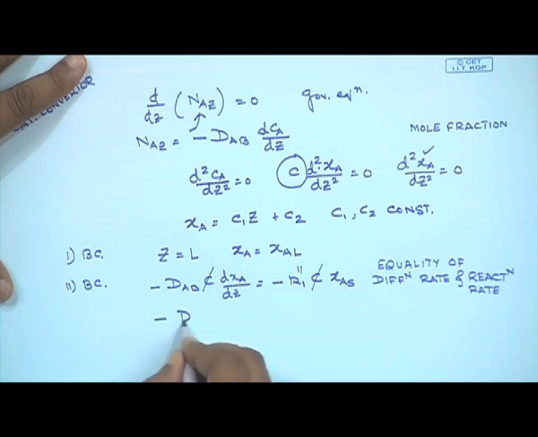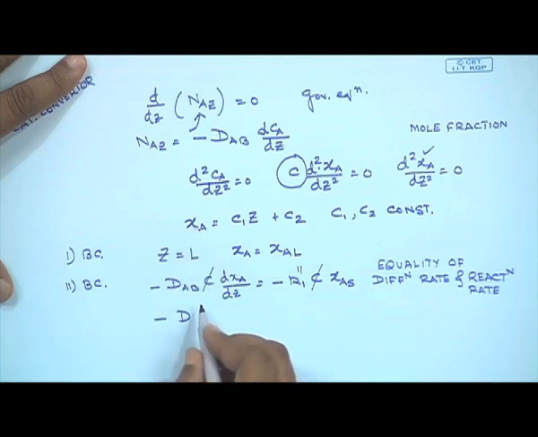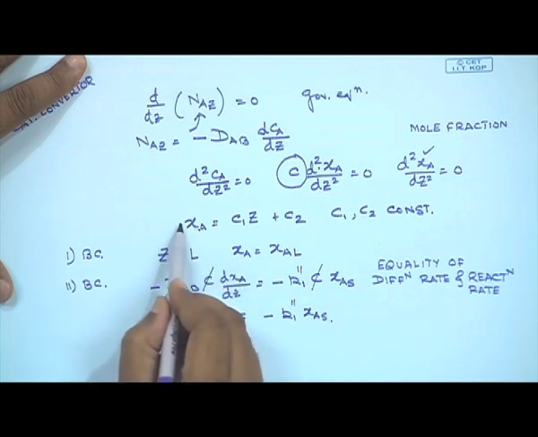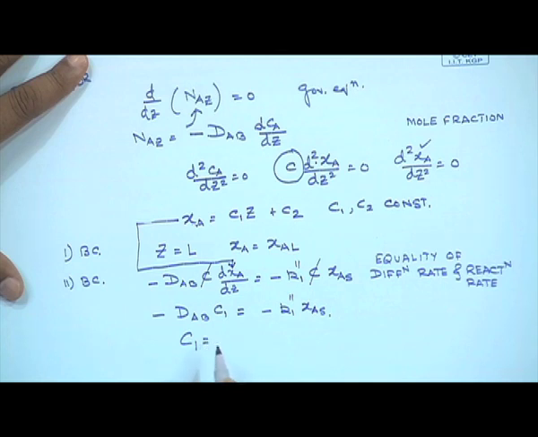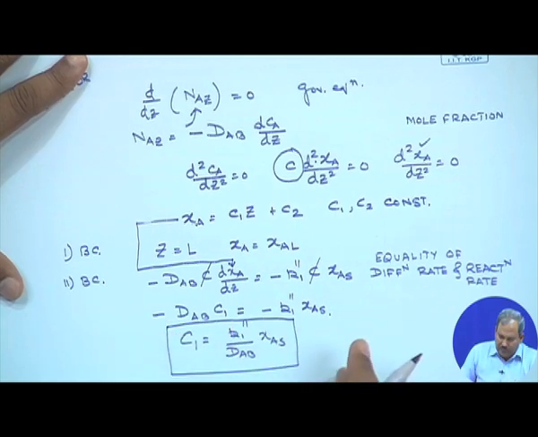So, what you have by plugging in this expression of XA, it would simply be dAB times C1 is equal to minus K1 double prime XAS. I have only used this expression of XA in here and obtained the expression for C1. So, the first constant of integration can then be derived as K1 double prime by dAB times XAS. This is the first constant of integration.